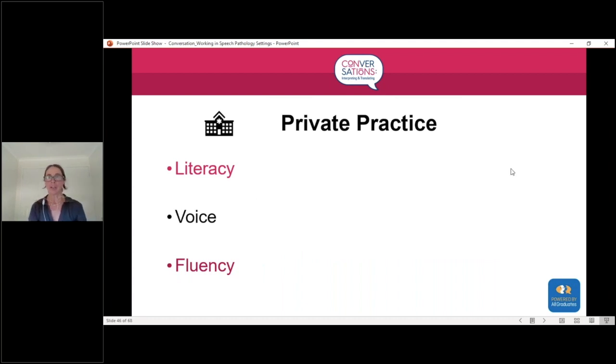And just the final area, sorry, the disability sector was the second last. This is the last, private practice. You've probably seen them all around. There are private speech pathology clinics in most suburbs, and speech pathologists just work privately there. It's not the government sector, but speech pathologists cover all kinds of speech and language difficulties in their private clinics, but oftentimes it's literacy, so working with children to help them with their reading and writing difficulties. Can also be working with patients who have voice difficulties.